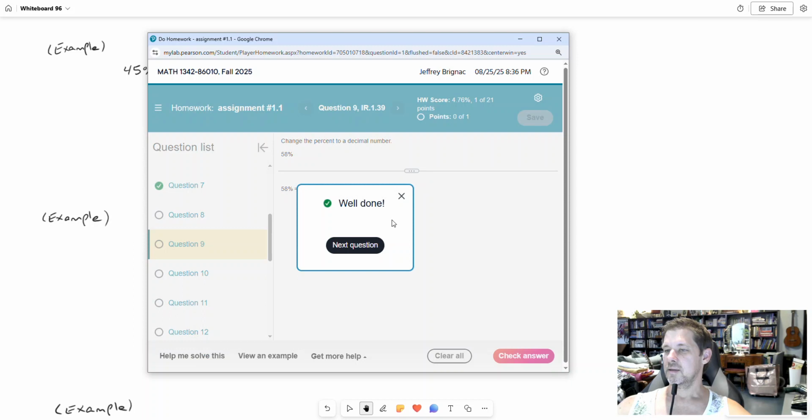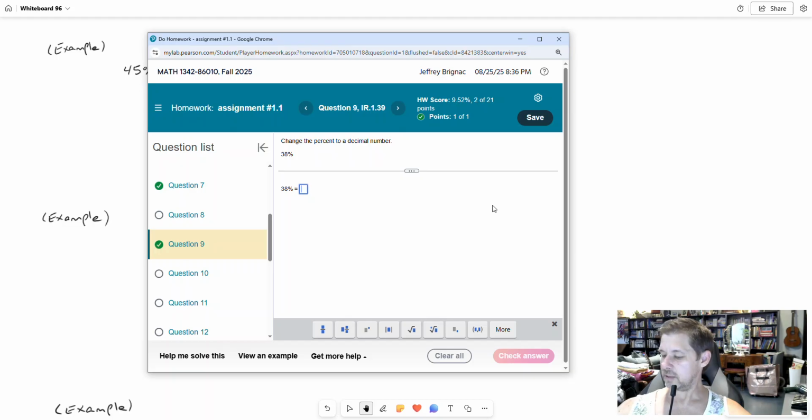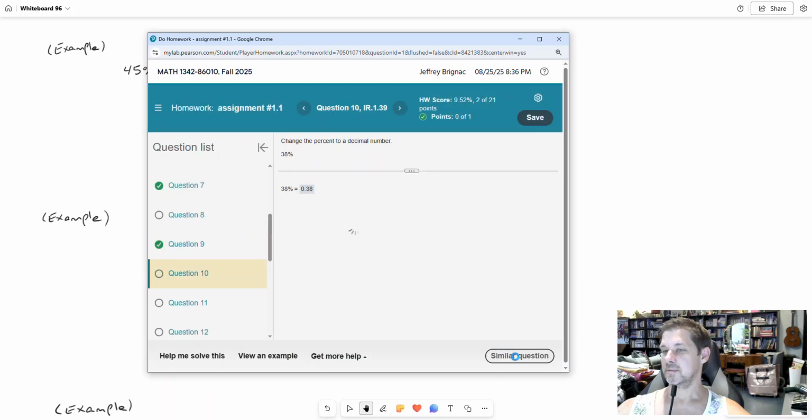And if I want a little more practice with that to show you, I can do a similar question down here. What do you think 38% as a decimal is? 0.38. If I divide that by 100, I'm going to move the decimal point that's already there left 2 spaces. 38 becomes 0 decimal point 38. You get the idea? Let's do one more.